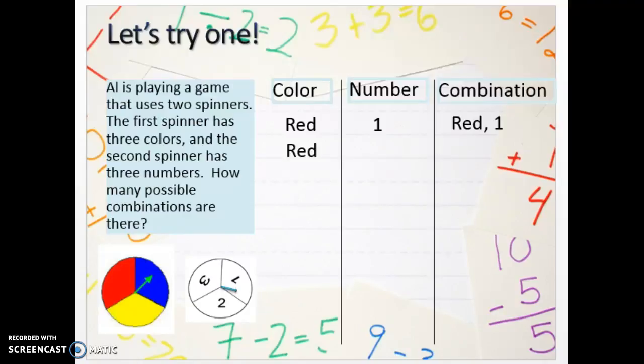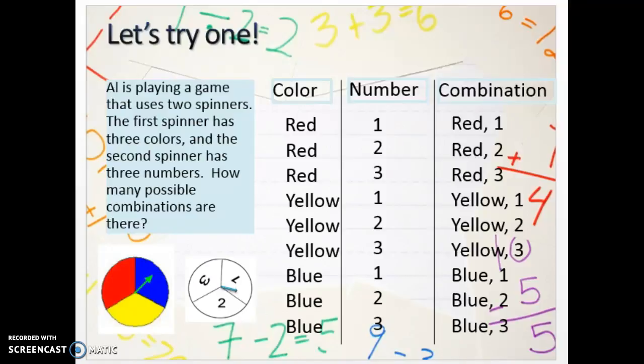I'm going to continue working with the same color. So now I can have red, number 2. So my next combination would be red 2. Continue working through this chart until you filled in all of the possible combinations you can come up with. Let's take a look. You should have gotten red 3, yellow 1, yellow 2, yellow 3, and blue 1, blue 2, and blue 3. Now we have hit all 3 possible colors and all 3 possible numbers in every combination possible.